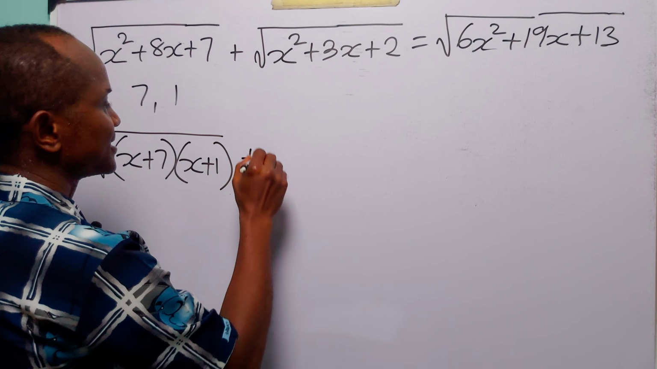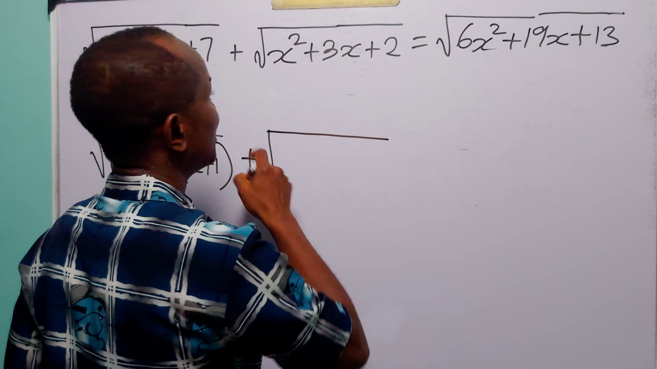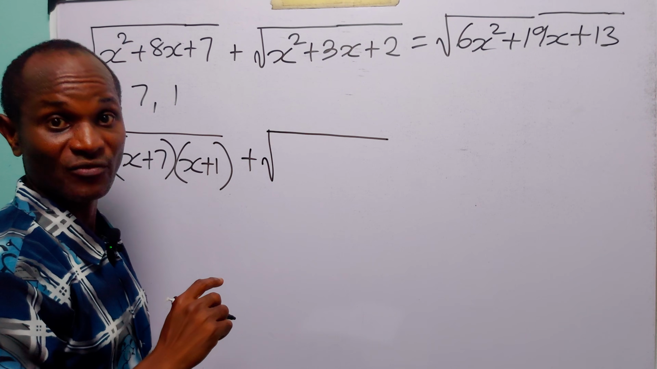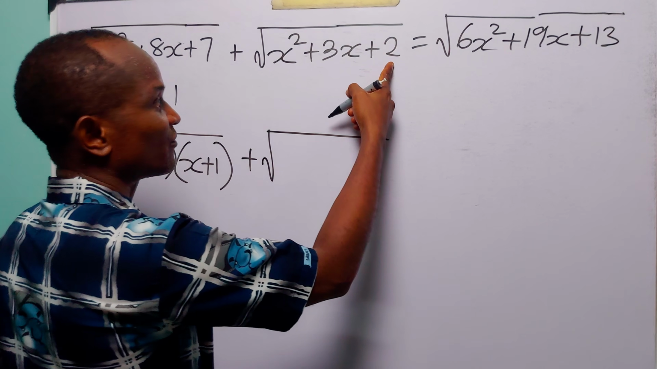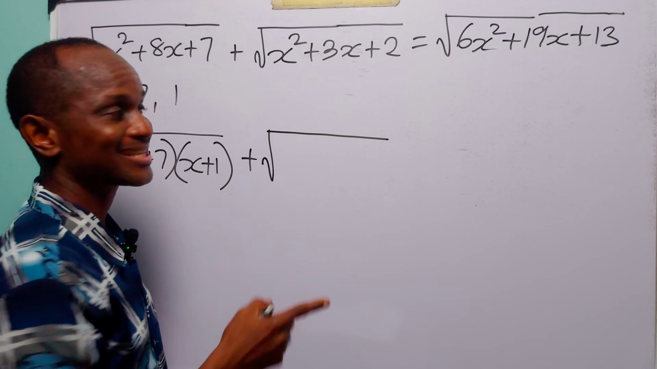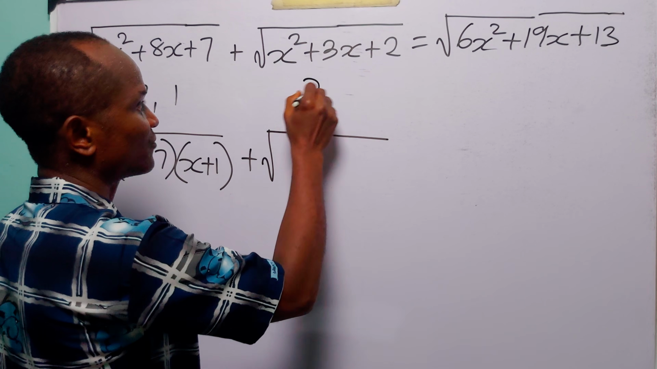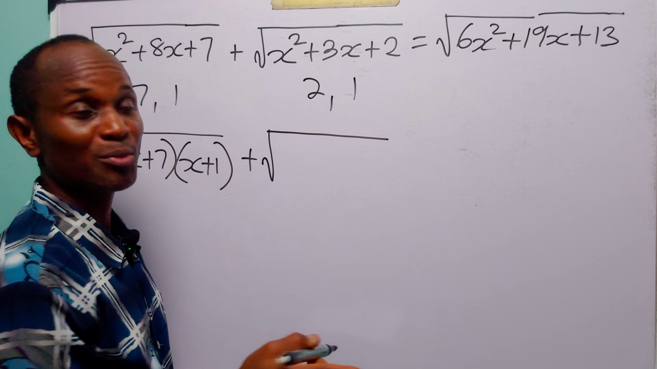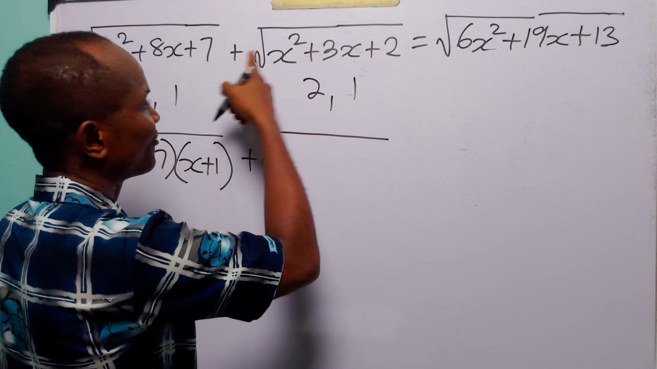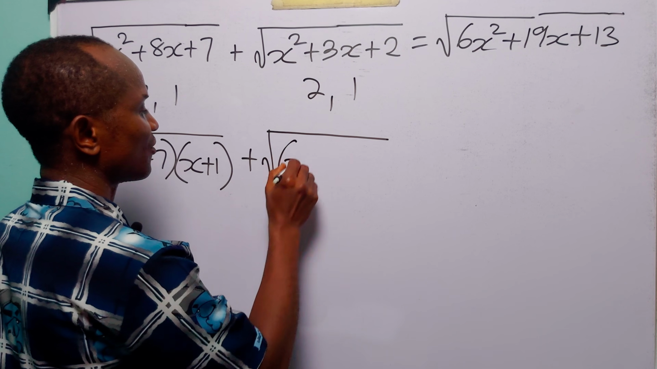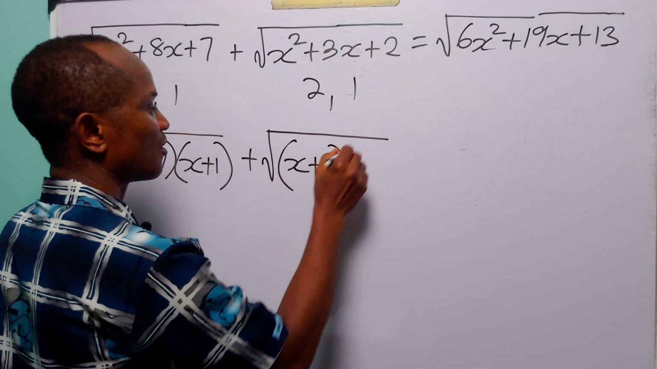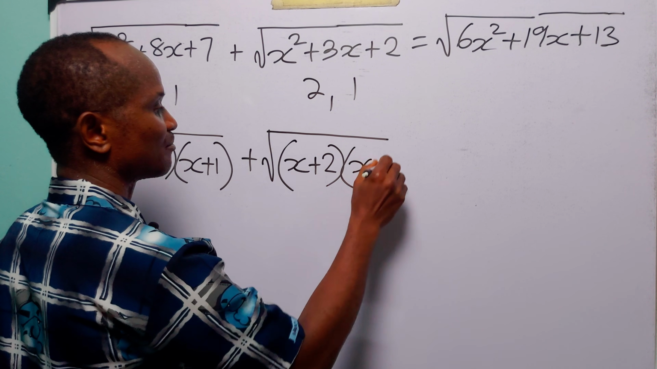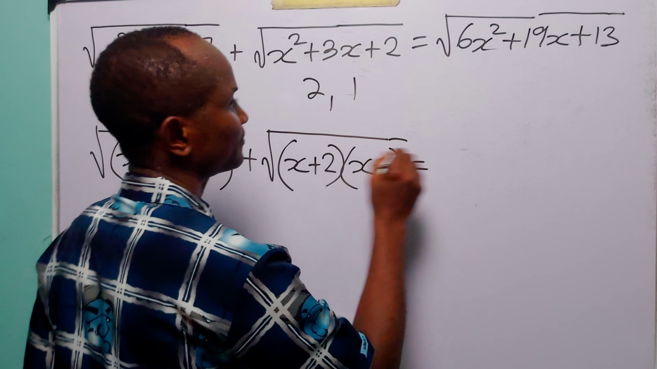Now, in this case, once more, the coefficient of x squared is 1. So we find the factors of 2 that add up to 3. We have 2 and 1. 2 times 1 is 2. 2 plus 1 is 3. So we can write this as the square root of x plus 2 multiplied by x plus 1.